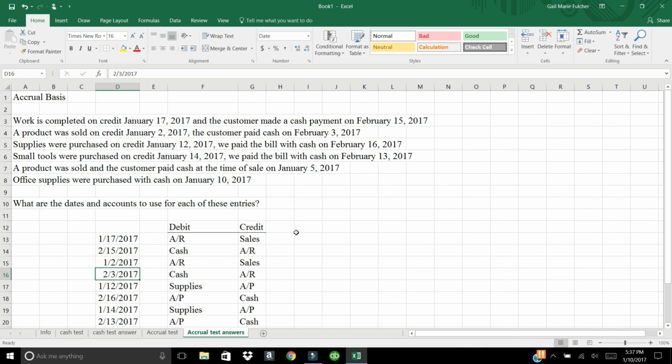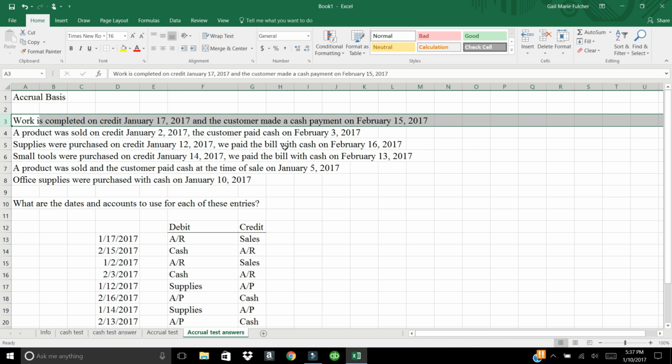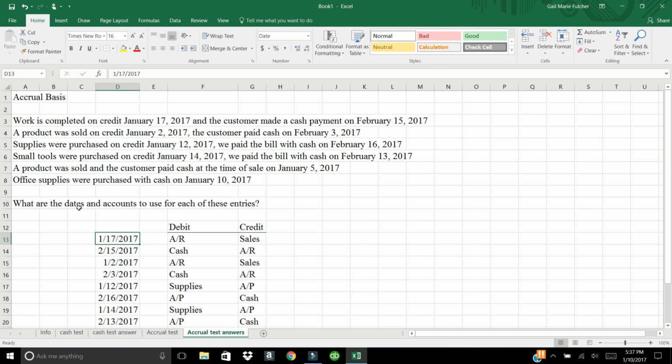Now let's go over our accrual test answers. So number 1, work is completed on credit January 17th. So that is the first part of our entry. So we come down here, January 17th. We will have a debit to accounts receivable and a credit to sales. Because the work took place on January 17th, we earned it at that time. We extended credit to the customer, and they will pay us at a later date. So our transaction is a debit to accounts receivable and a credit to sales.